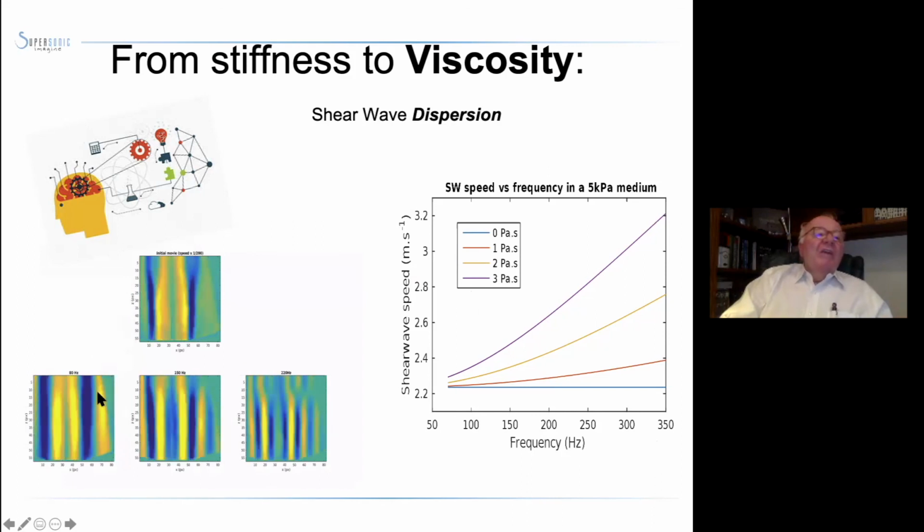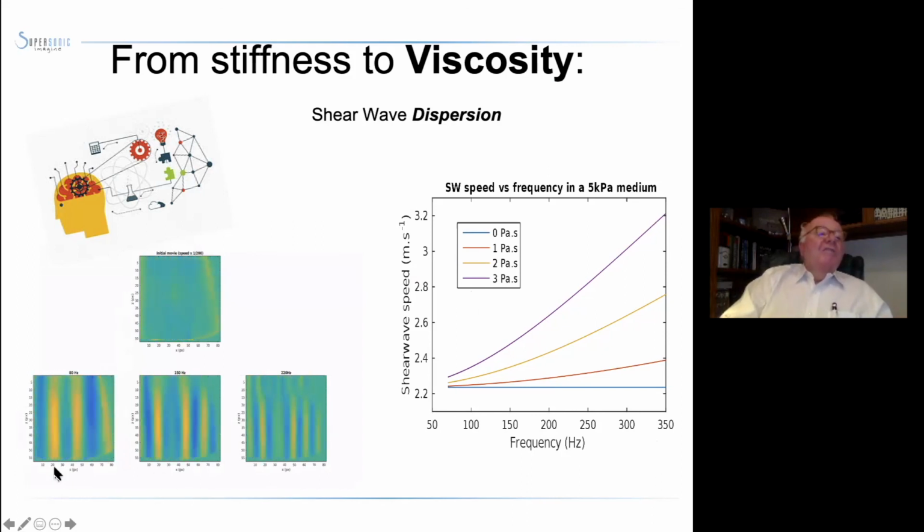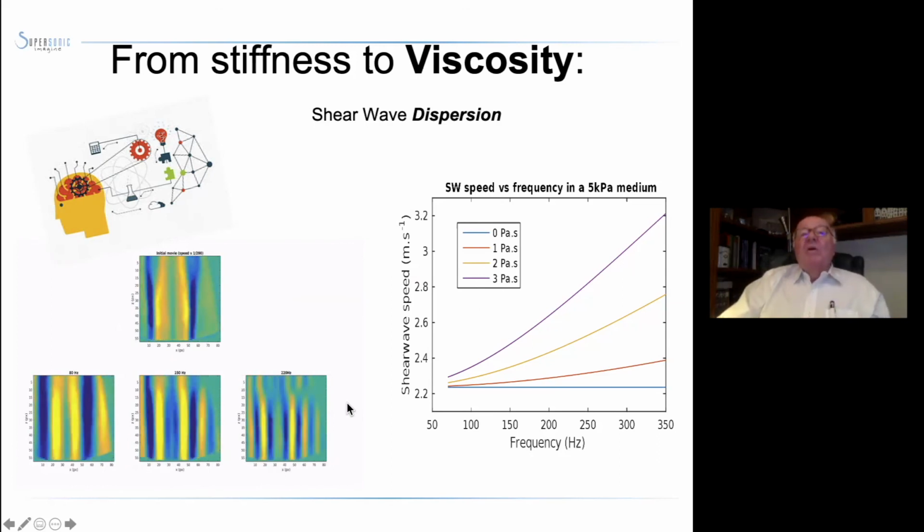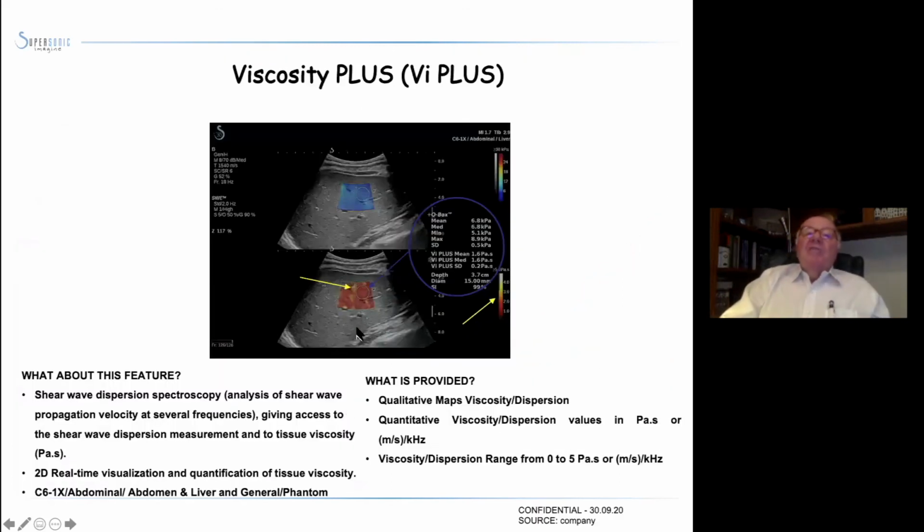You can see that in this short movie. This is shear wave speed measured at low frequency, and this is shear wave speed measured at higher frequencies. You see the speed is quite different. Now, this viscosity can be acquired in real time and displayed on the same image at the same time as the information related to fibrosis, in real time as well. So we can build those qualitative and quantitative maps measured in Pascal second, which is the indication of viscosity.